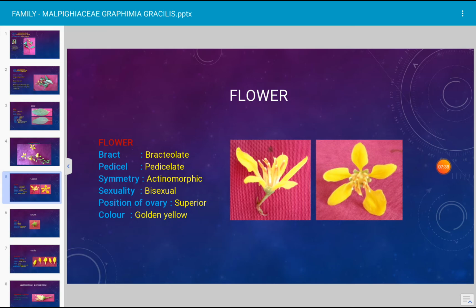How is the color of the flower of Grewia gracilis? We are describing only the specific characteristics of a single plant, that is Grewia gracilis of the family Malpighiaceae. How is the color of the flower? It is golden yellow color. Color of the flower is golden yellow. Next slide.